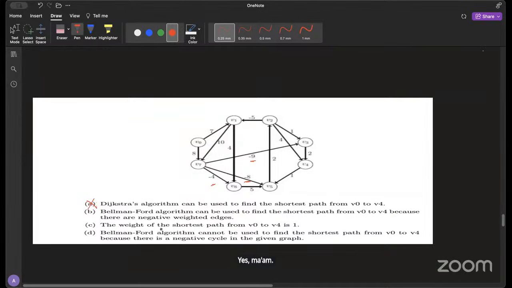Coming to the second one, Bellman-Ford can be used to find the shortest path from V0 to V4. Yes, you can use that if you have negative weights. Let's just check for negative cycles first. If there are no negative cycles, then you can use it, but we can't be sure, right? We do have a negative cycle, and I think it's this one. This is a negative cycle. This one gives you 10 minus 4. Wait, this minus 4 is not there. Minus 6. But in the option they have told it from V0 to V4.